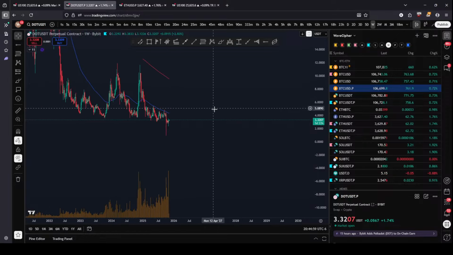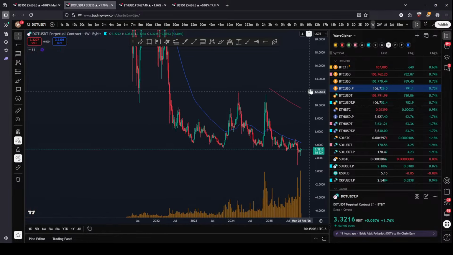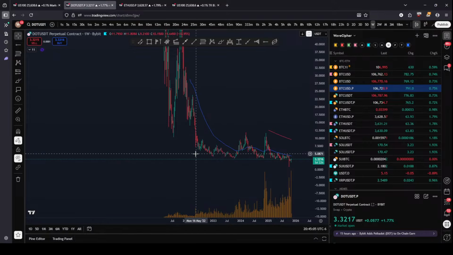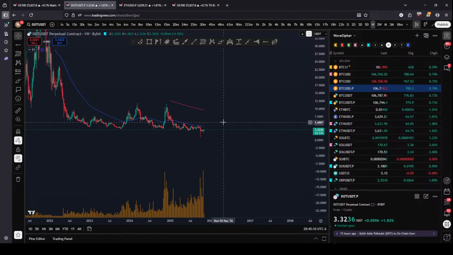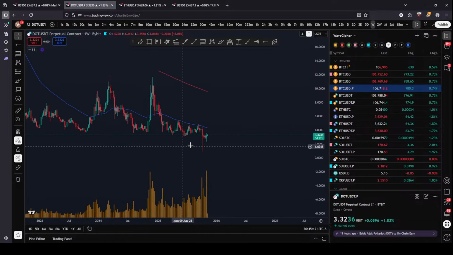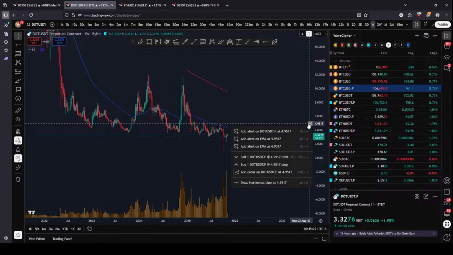Okay, man. So I don't know what's really exciting you about this chart. I mean, yes, we're at the lows, but the lows just keep getting taken. This chart doesn't look good at all. What I can tell you is if you break $5, you get a weekly break of structure. So I would set an alert on DOT at $5.